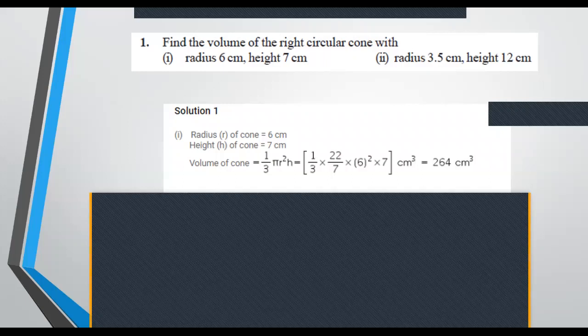Same way, the radius is 3.5 and height is 12. Give me the answer fast. Now radius is 3.5. 3.5 can be written as 35 upon 10. So that spares a lot of your time and effort.